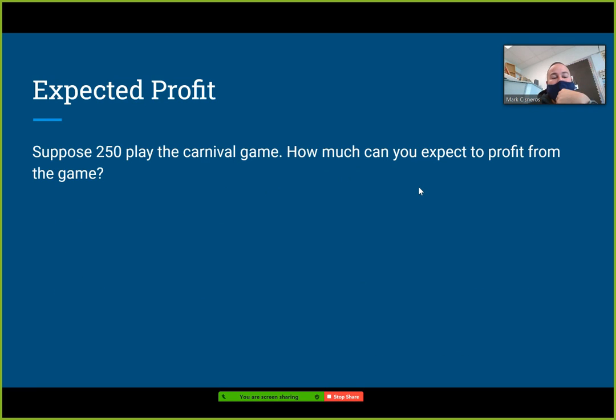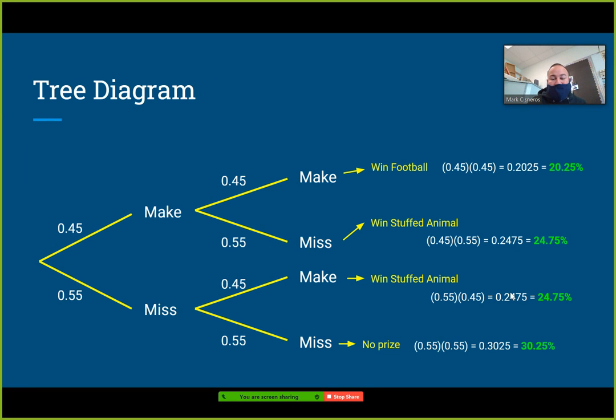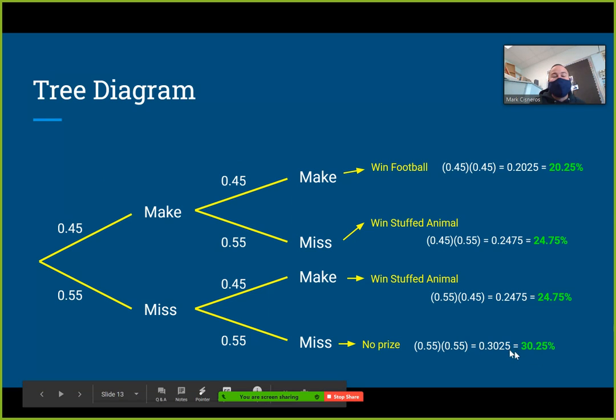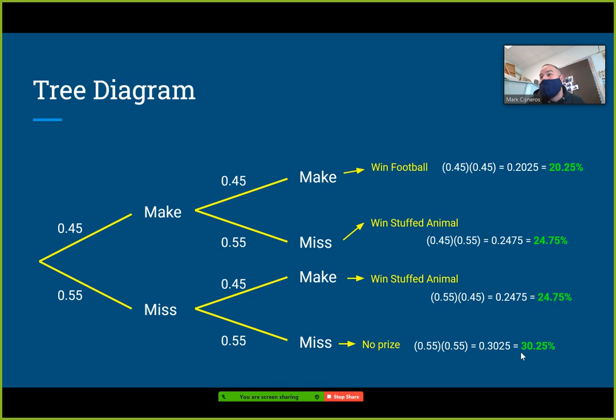Okay. Let's suppose we have to suppose how many people are going to play. Let's suppose 250 people play the game. How much money can you expect to make? We're going to use this information to maybe tweak our game and see if we're going to make enough money or not. Obviously, if I was a maker of this game, I want to make my no prize a high, right? I don't want to give away a lot of prizes, but you don't want to make it too hard.